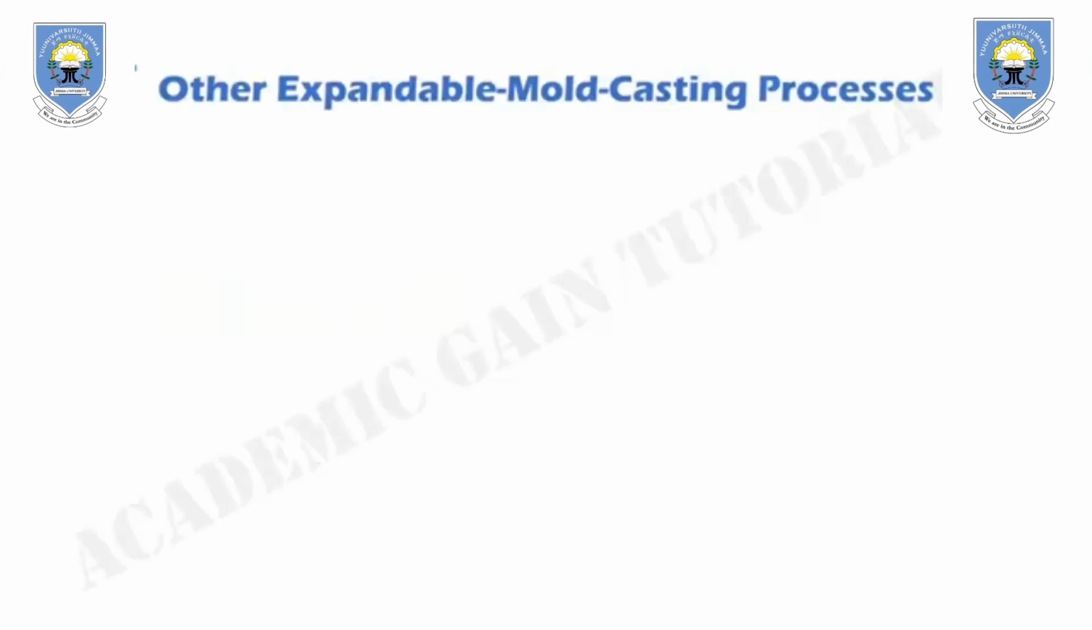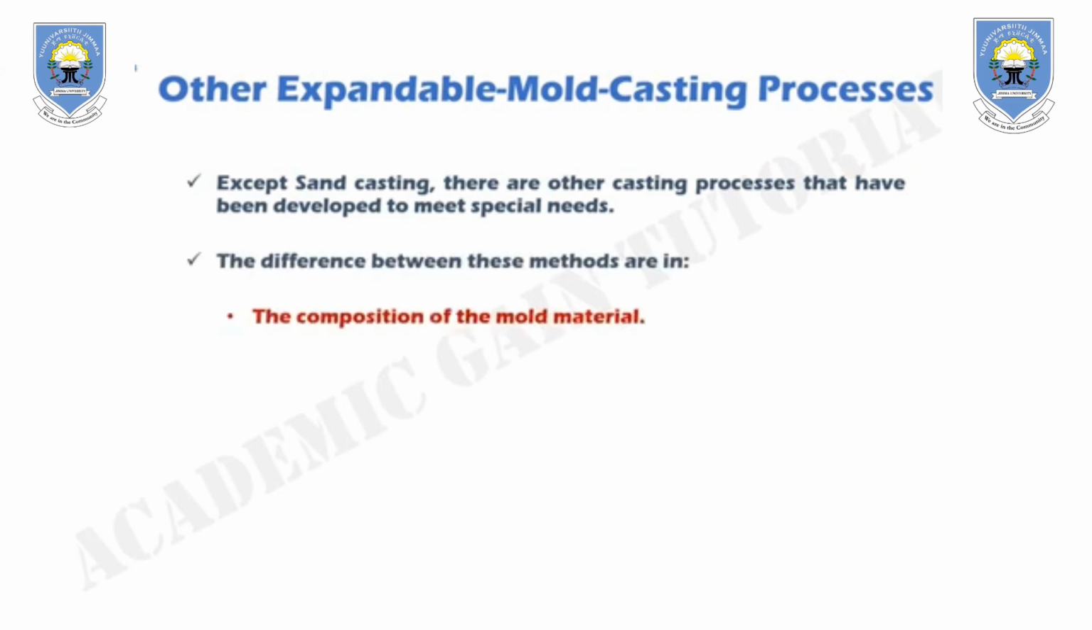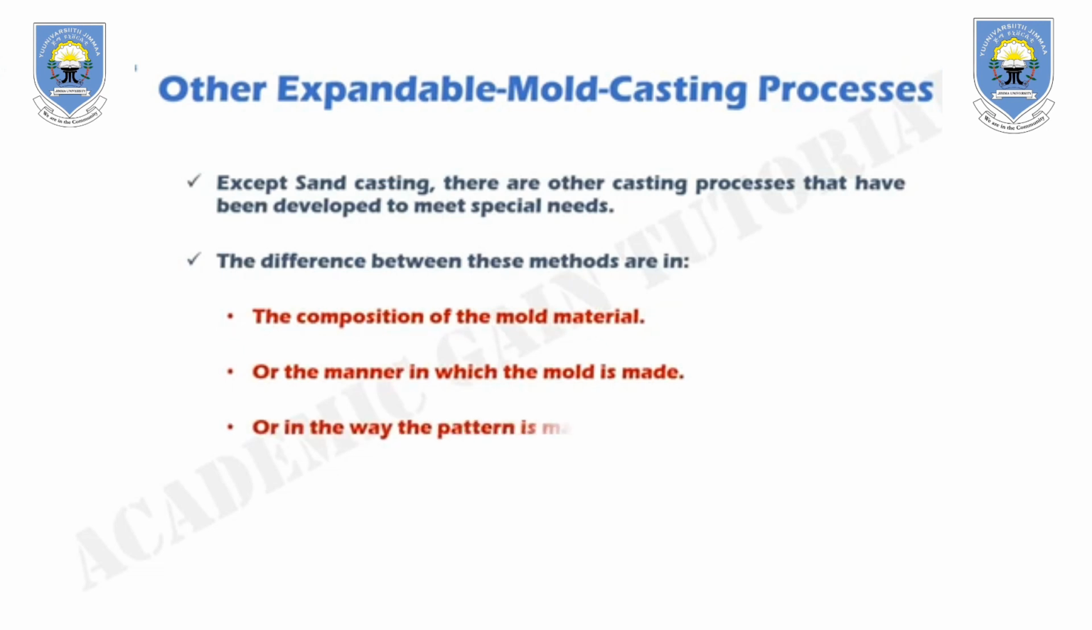So, into the topic. Except sand casting, there are other casting processes that have been developed to meet special needs. The difference between these methods is in the composition of the mold material, or the manner in which the mold is made, or in the way the pattern is made.